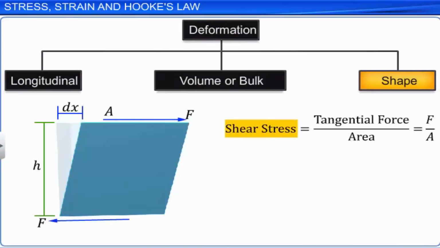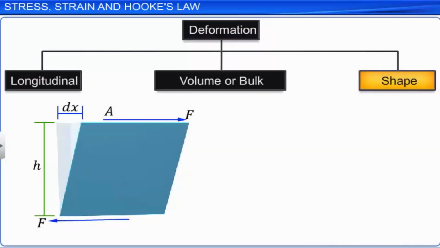For small angles, the value of tan gamma is nearly equal to gamma, and hence, for practical purposes, we consider gamma equal to dx by h. This gamma is the shear strain of the material of the body and is expressed in radian. The dimension perpendicular to the faces under the action of deforming forces rotates through a small angle gamma. The shear strain is equal to the value of gamma expressed in radians.